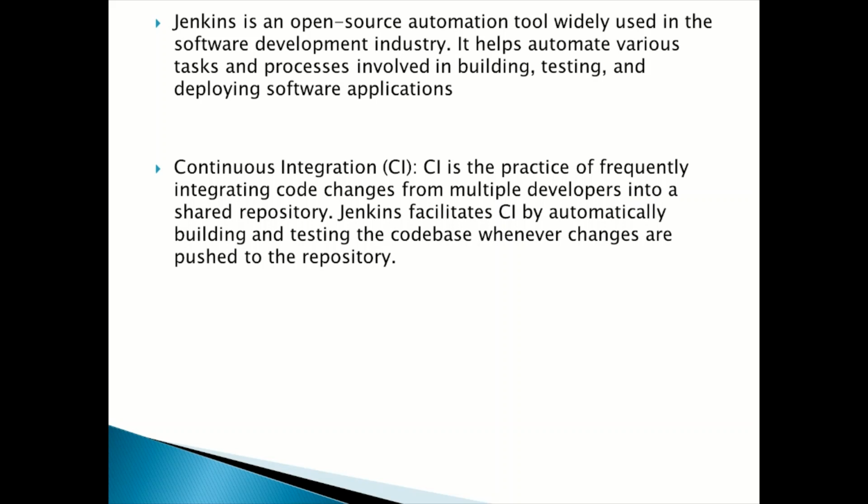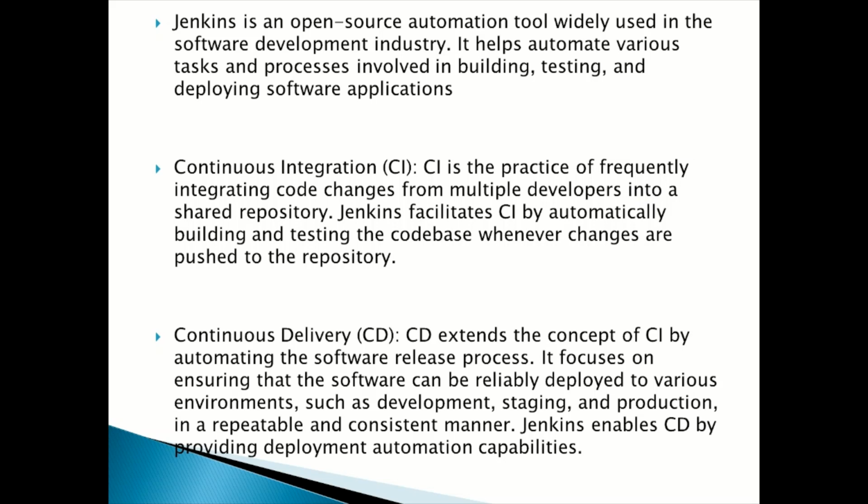So, what is continuous integration? It's the practice of frequently integrating code changes from multiple developers into a shared repository. Jenkins facilitates CI by automatically building and testing the code base whenever changes are pushed to the repository.